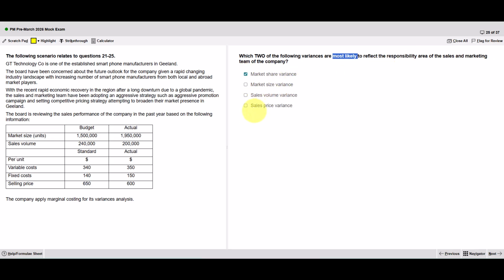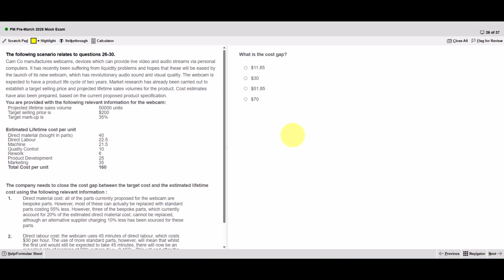This one's a little bit trickier. Sales volume can be influenced by the sales and marketing team. If they do well, then they'll influence sales volume. However, one of the things that's completely in their control is price. They set the price they sell at. The price should lead on to a volume change. If they decrease price, you'd expect a higher volume and vice versa, but price is more likely to be their responsibility than sales volume.